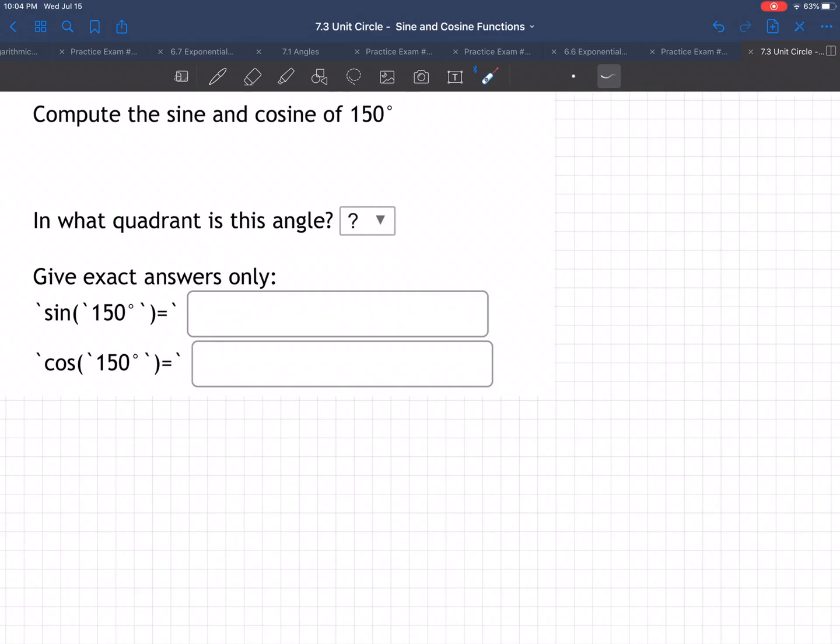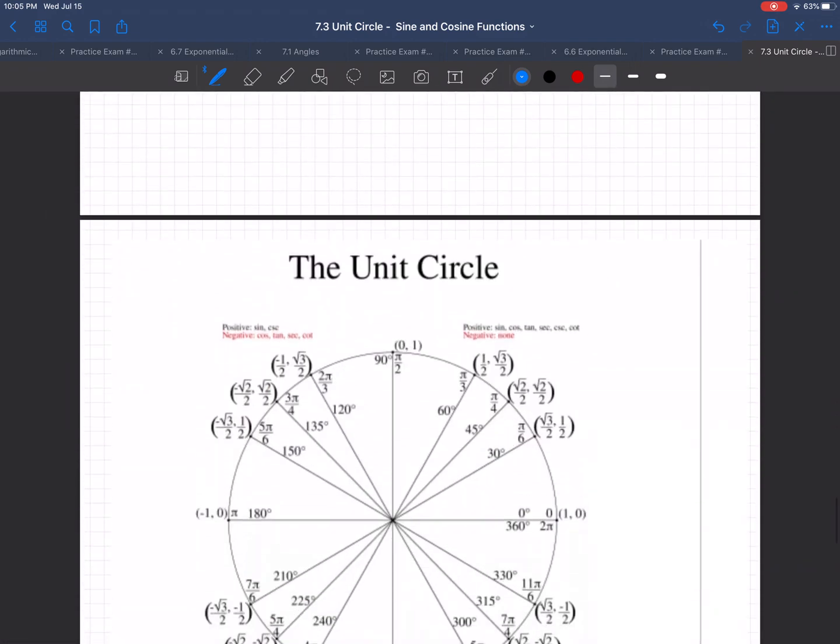Here we have an example in which we're trying to find the sine and cosine of 150 degrees. So the first question, what is the sine of 150 degrees? Basically, I want to show you two things. First off, I want to show you the unit circle and just how you will simply get answers for sine and cosine questions. So here it is.